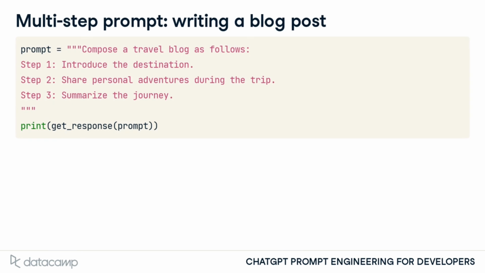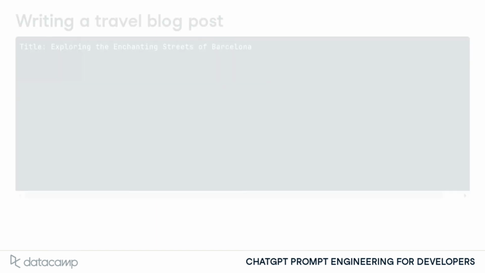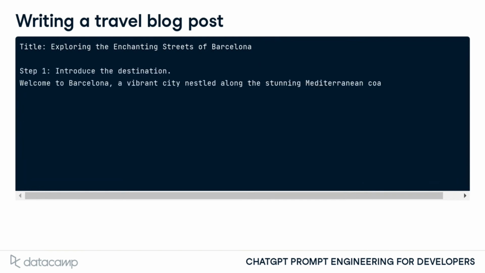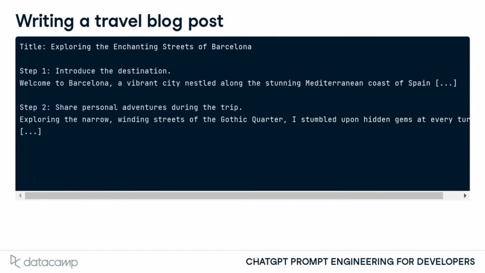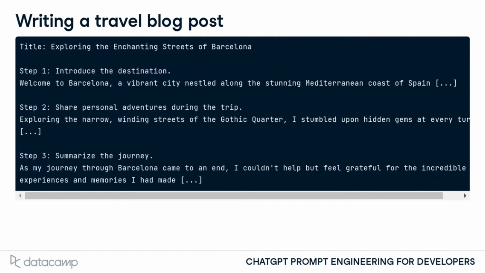For more detailed content, we use a multi-step prompt. We ask to introduce the destination, share personal adventures, and summarize the journey. We don't ask for a specific destination as we'd like to focus on the blog structure. The model generates a coherent travel blog sequentially according to our instructions, with an introduction to Barcelona, an adventure, and a summary.